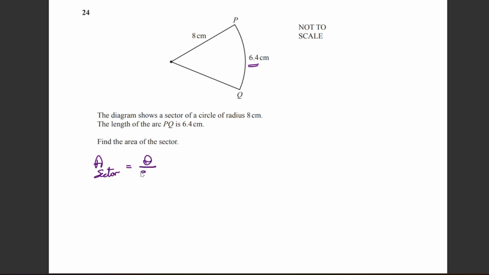Okay. Do we have the radius? Yes, I have it, 8 centimeter. This is the radius. But do we have theta? No, we don't have theta, but we have another piece of information, which is the length of the arc.